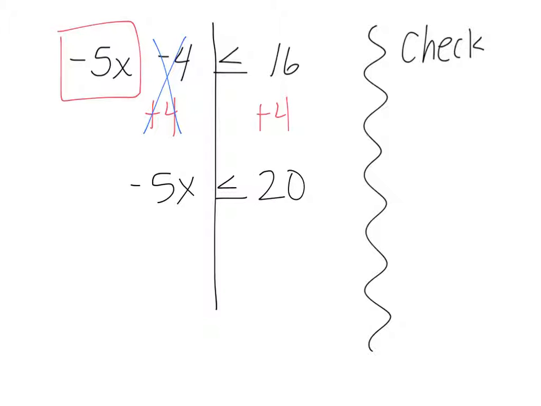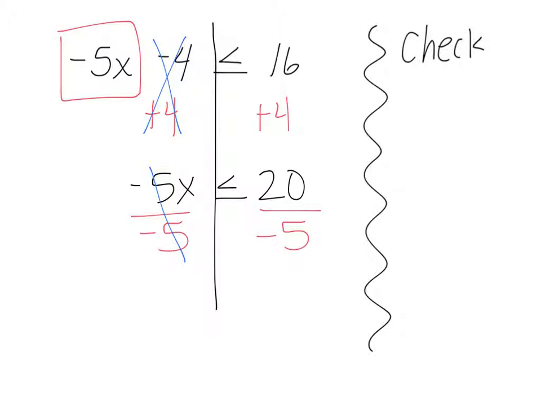Now here's the big thing when it comes to inequalities. Just like with equations, when the number and the x are right beside each other, that means multiplication, so we're going to divide. We're multiplying by negative 5, so we're going to divide by negative 5 on both sides. Now here's the big difference between inequalities and equations. What's going to happen here is super important, and I'm going to show you why this works when we check it in just a second.